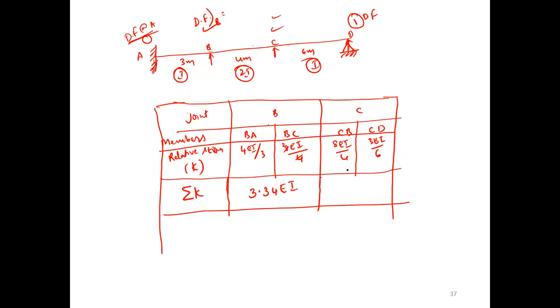What is the summation for this? 8 by 4 is 2. 2 plus 0.5, 2.5 EI. Please check whether it is right or wrong. Now, what is relative stiffness? What is distribution factor, not rotation factor? What is distribution factor?